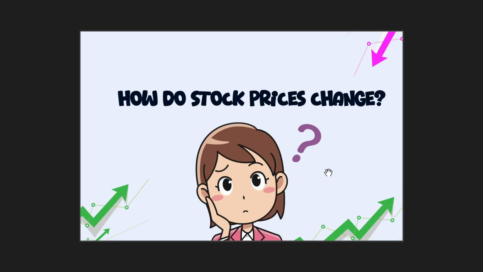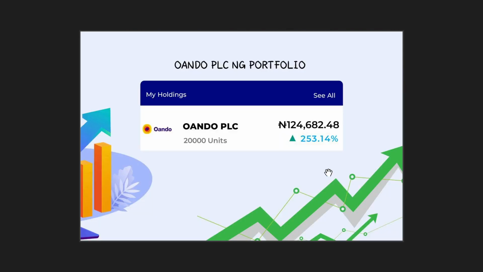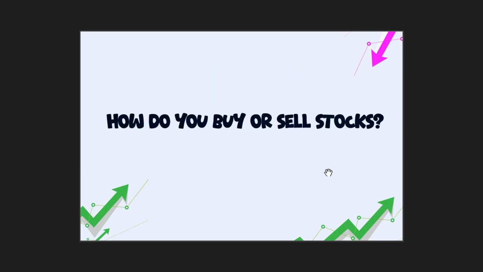Some people ask me, why do stock prices change? When we started, I told you guys, when I was buying Owando, I bought it at 17 naira per unit, but now it should be around 30, or I don't know. I've not checked it. So, where are we?